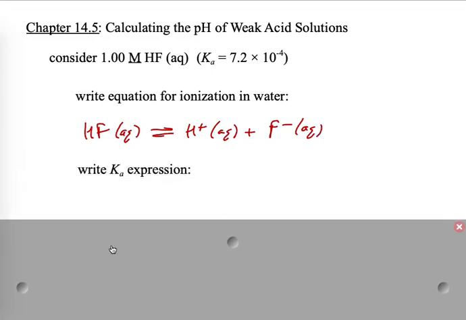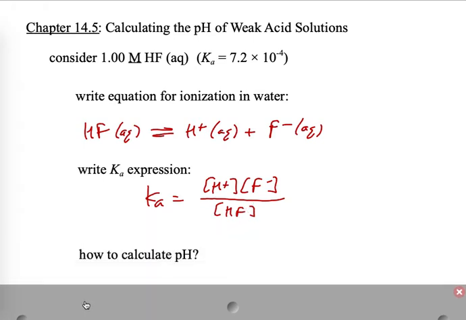The Ka expression is simply Ka equals the concentration of the hydrogen ion times the concentration of the fluoride ion divided by the concentration of unionized hydrofluoric acid. To calculate the pH, all we need to do is to find the equilibrium concentration of the hydrogen ion.